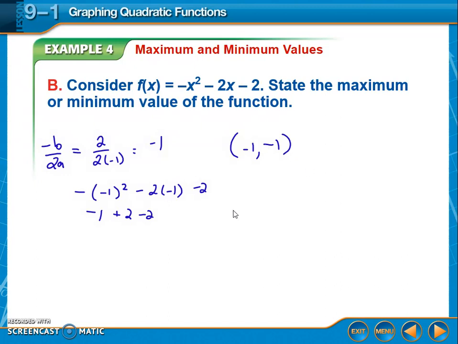So I have a maximum value at negative 1. The y value is the max or min. Okay? Max.